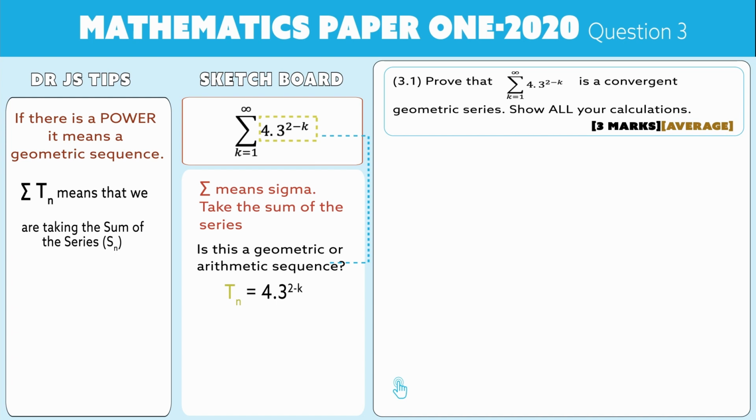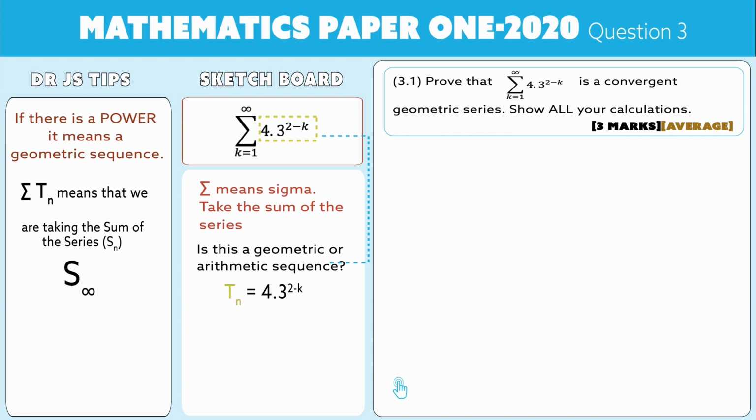Okay, so let's have a look. We first of all have to find the first 3 terms of this series to show anything about it. Let's see what they ask us to do. They say, prove that sigma, when k starts from 1 to infinity, oh, there's another huge thing to look out for. This is an infinite sequence, and only geometric sequences are infinite. So let's put that in our tips here. The infinity, we're working with the sum to infinity.